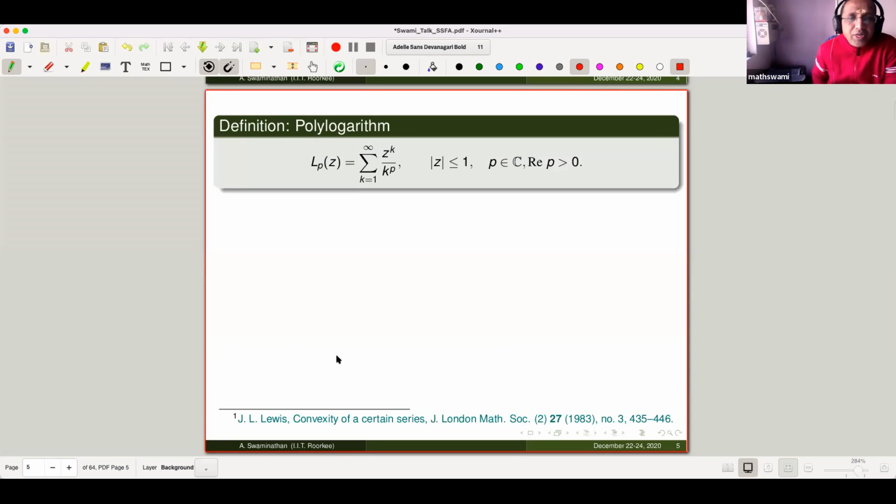And we start with the definition of this polylogarithm, which is quite well known. I take this particular definition: L_p(z) is the sum over k running from 1 to infinity of z^k over k^p, which is valid for all |z| less than or equal to 1.